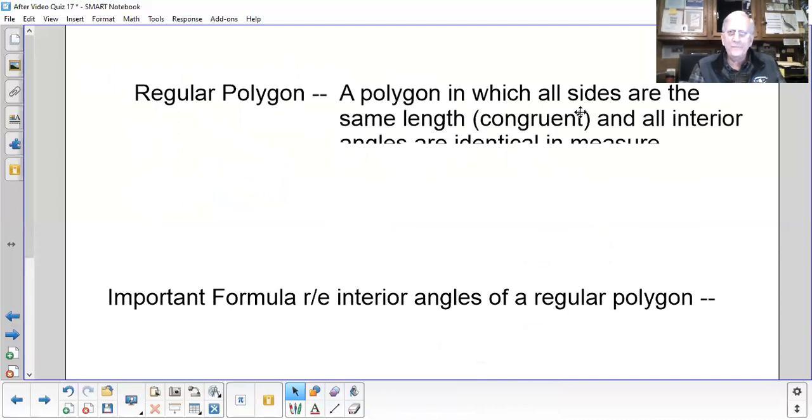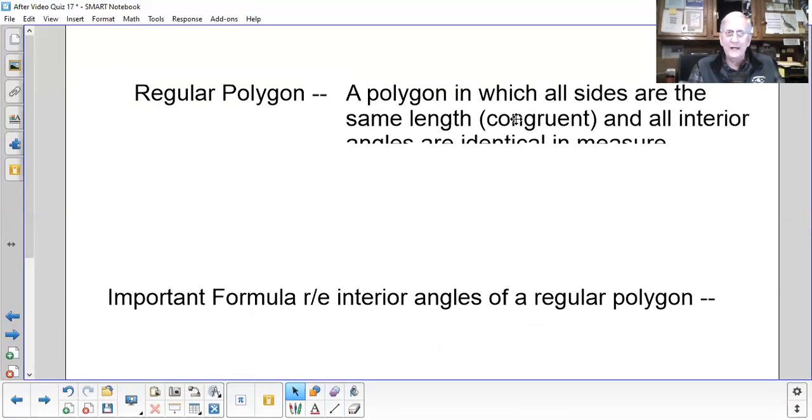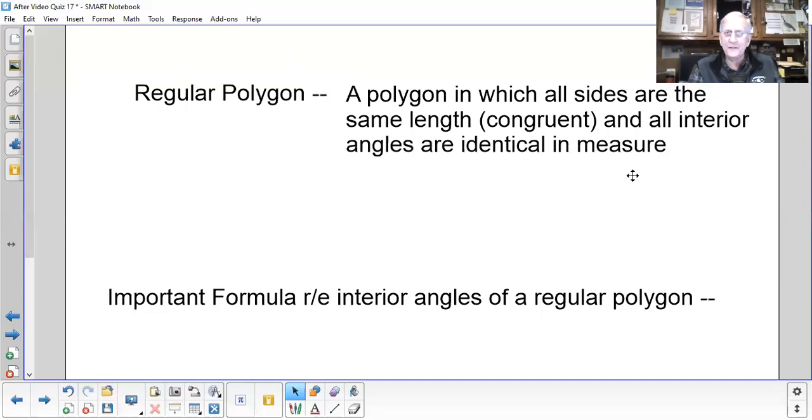A polygon which has all of its sides all the same length, or congruent, and all the interior angles are identical in measure also, okay? So a regular polygon then is a polygon you're more used to. It's a polygon in which all the sides are exactly the same length, or, you know, the geometric word for that is congruent, and all the interior angles are identical in measure. So if you've had a chance, it might be a good idea if you jot that down.